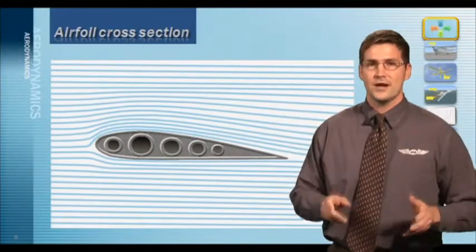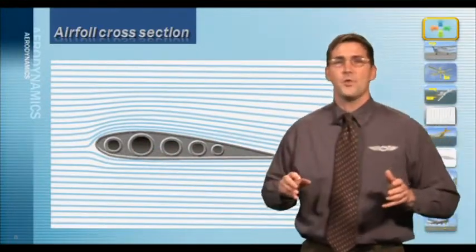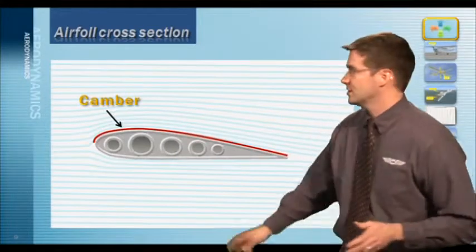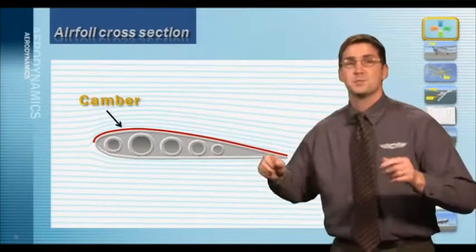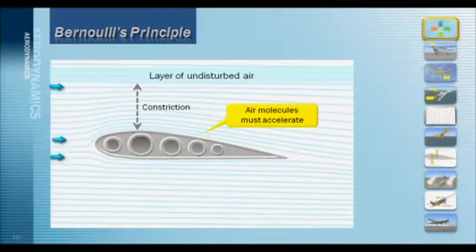Notice the air molecules traveling over the top of the wing have a greater distance to travel than those on the bottom surface of the wing. This is called the wing's camber, while the bottom portion is flat. Let's place this into motion. Here, the air molecules are moving up over the top of the wing. Because of this increased distance, the air molecules have to accelerate to catch up to the air molecules on the bottom surface of the wing. According to Bernoulli's principle, this increase in velocity means a decrease in air pressure above the wing's top surface.